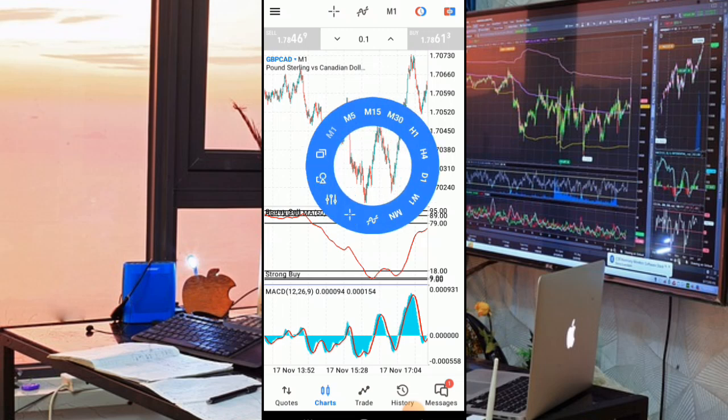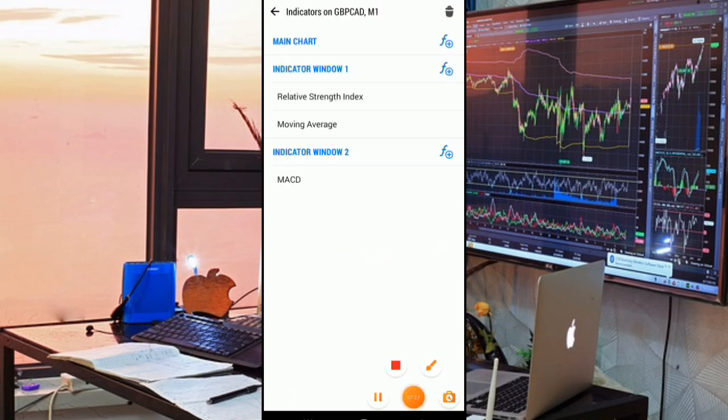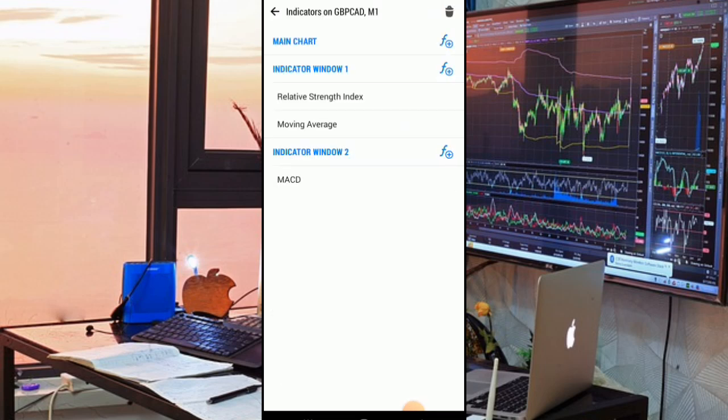And then for our indicators, you can see, just click on that button and then it will take you here. You will see that we are using RSI, moving average, and MACD. So those three indicators are the ones we're going to be using for this strategy. Maybe let me just give you the settings for them. Let me just take you through them.